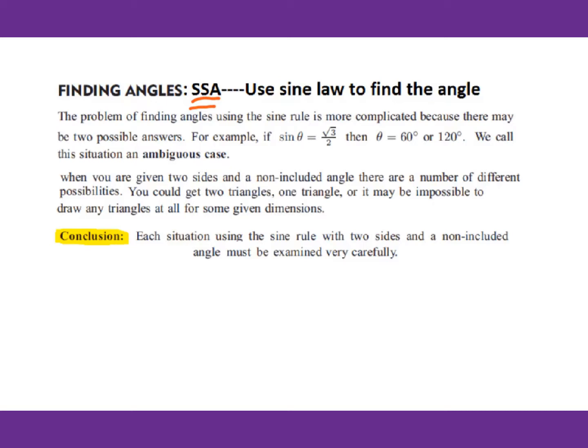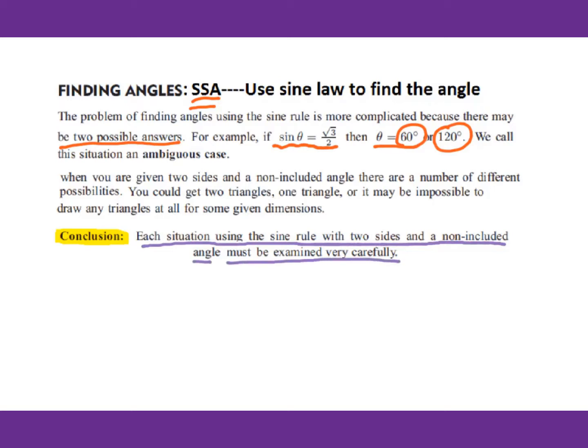Finding angles, SSA. Use sine law to find the angles. The problem of finding angles using the sine law is more complicated because there may be two possible answers. For example, sine theta equals square root of 3 over 2. Theta could be 60 degrees or 120 degrees. We call this situation an ambiguous case. Conclusion: each situation using the sine law with two sides and a non-included angle must be examined very carefully.